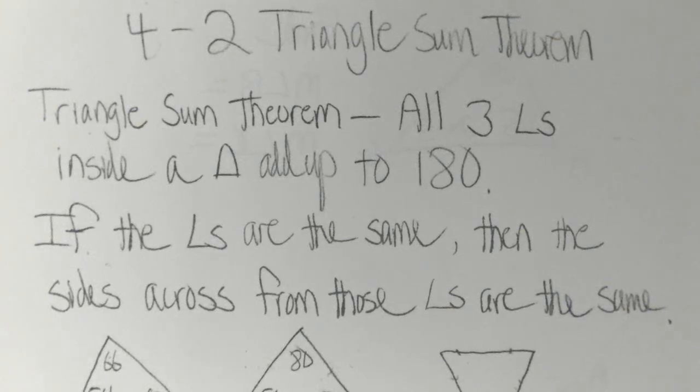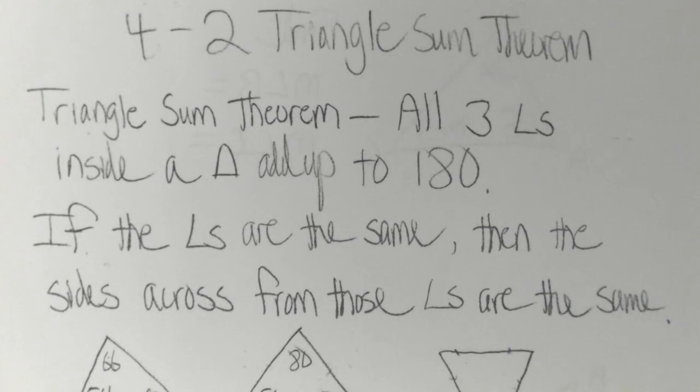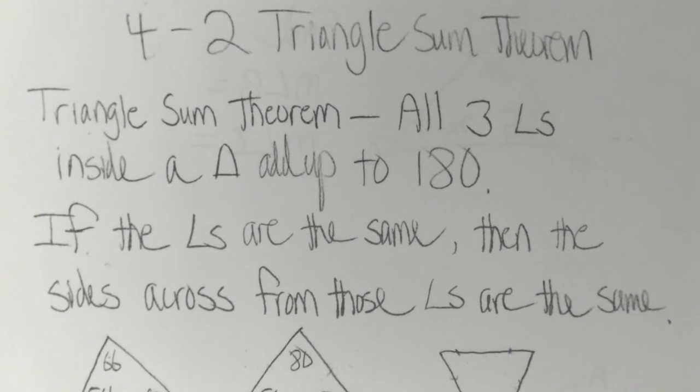Alright, so now in this section 4-2 we're looking at the triangle sum theorem. And so here's what it says. The triangle sum theorem says all three angles inside a triangle add up to 180. So if you add up all three of the angles on the inside of a triangle, they're going to add up to 180 degrees. There's another theorem that kind of goes along with this.